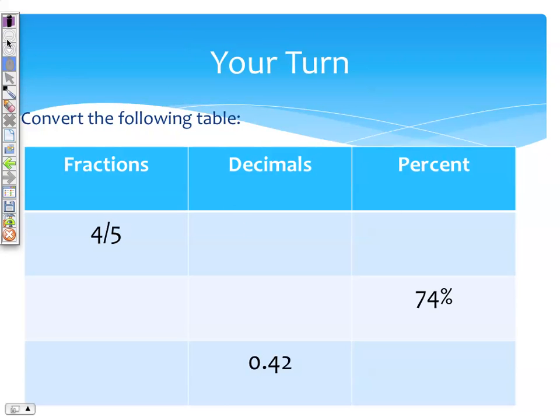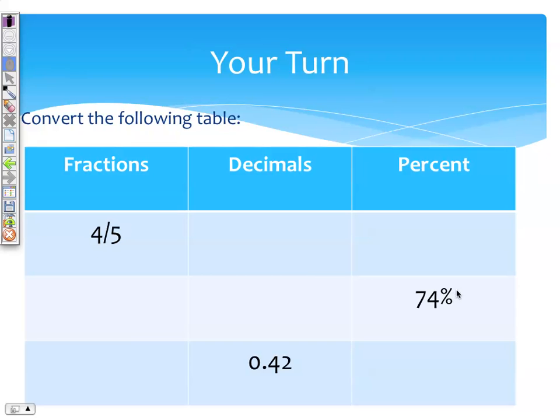Now please press pause on your video screen, and I want you to convert the following table. What you're going to do is you're going to use this fraction, 4/5. You need to divide it, 4 divided by 5, first come, first serve, to create a decimal. And then you want to change that decimal to the appropriate percent by moving your decimal place 2 places to the right.